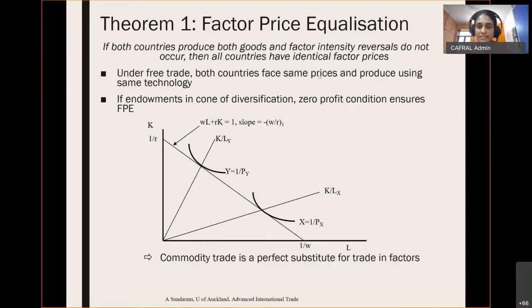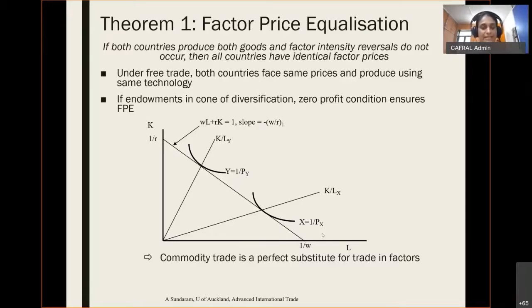both countries face the same prices, and they're producing using the same technology. These are the assumptions, and that's what the HO assumptions are under free trade. Then as long as the endowments are in the cone of diversification, then the zero profit conditions will ensure factor price equalization. So what are they telling us? So this theorem is telling us, look, once you have your prices, if I give you a set of prices, PX and PY, then we know that all countries in the world under international trade, in a trading equilibrium, are going to be facing the same price PY and PX.